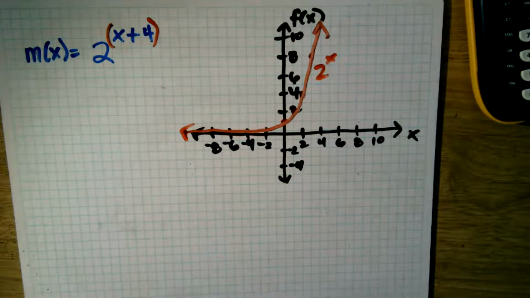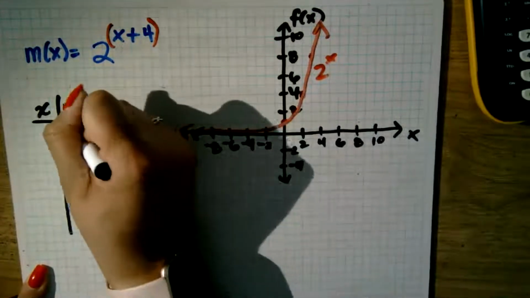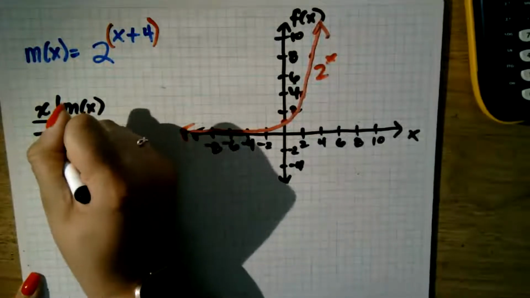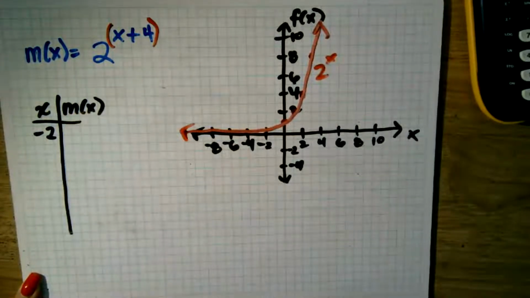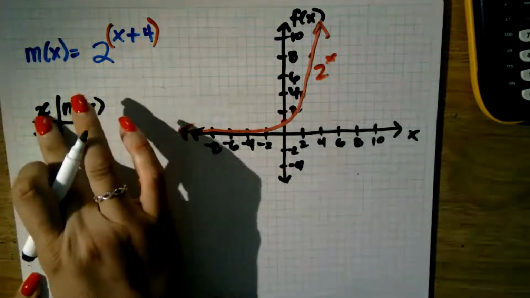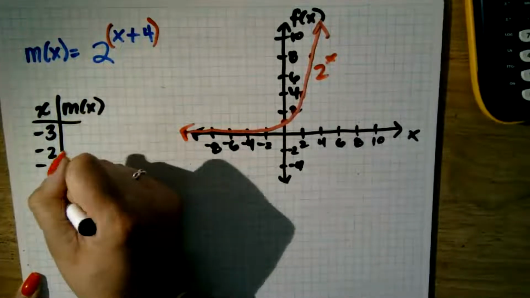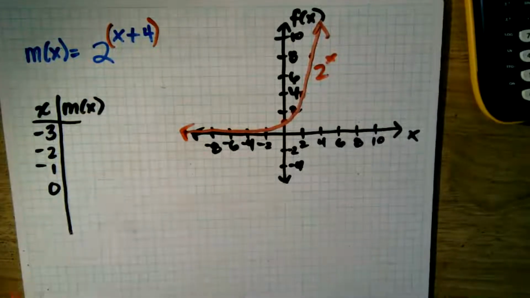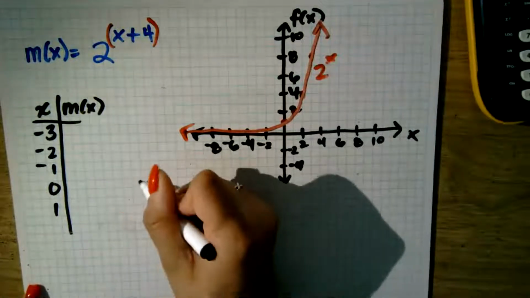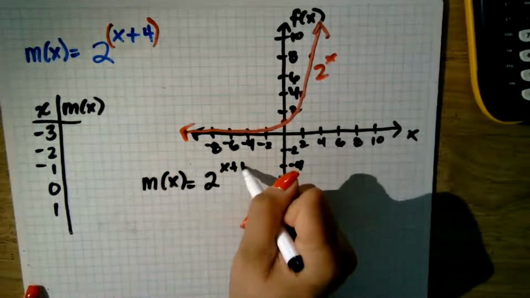So let's go ahead and make a table of values and see what we have. So I have x and m of x. So again, let's do -3, -2, -1, 0, and 1. Okay? So let's see. I'm going to write my function. M of x is equal to 2 to the x plus 4.